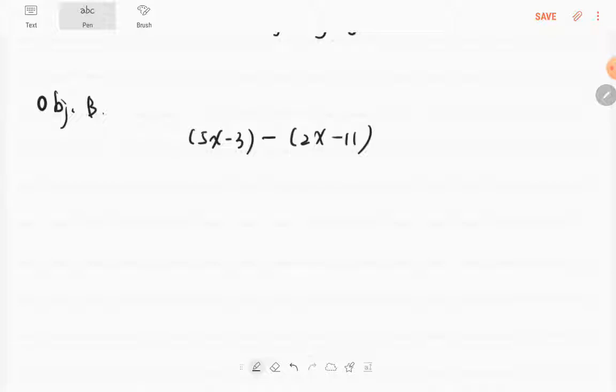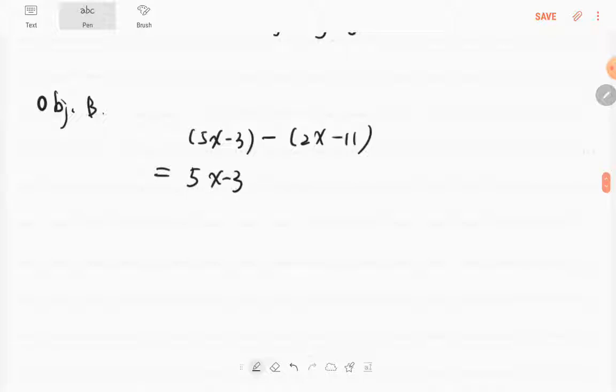So first we have this polynomial, then we want to subtract another polynomial, right? So remember, we could treat the subtraction as the addition. How can we transfer the subtraction to the addition? We only need to add the opposite. So minus 2x minus 11, we can treat it as plus the opposite of this term, plus the opposite of this term. So we could write it this way.